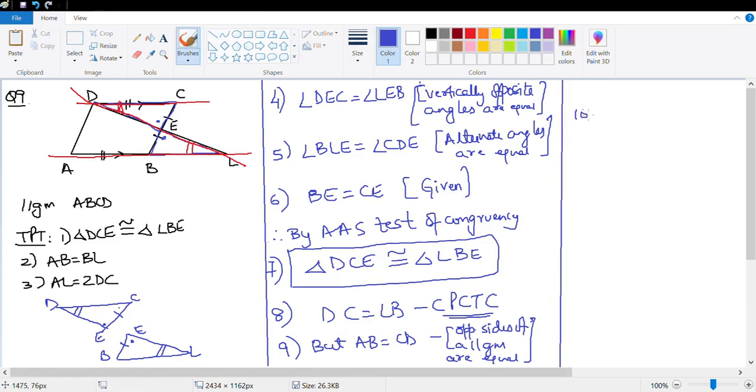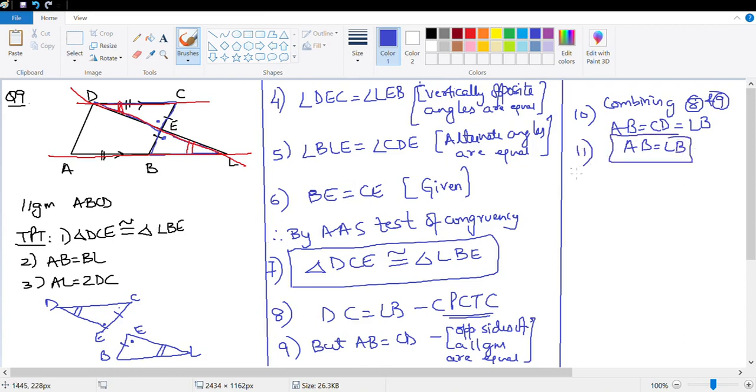So that will be number 10, combining 8 and 9. If I combine 8 and 9, I get AB is equal to CD is equal to LB. This means AB is equal to LB. That's what they wanted me to prove. That will be number 11 for me.